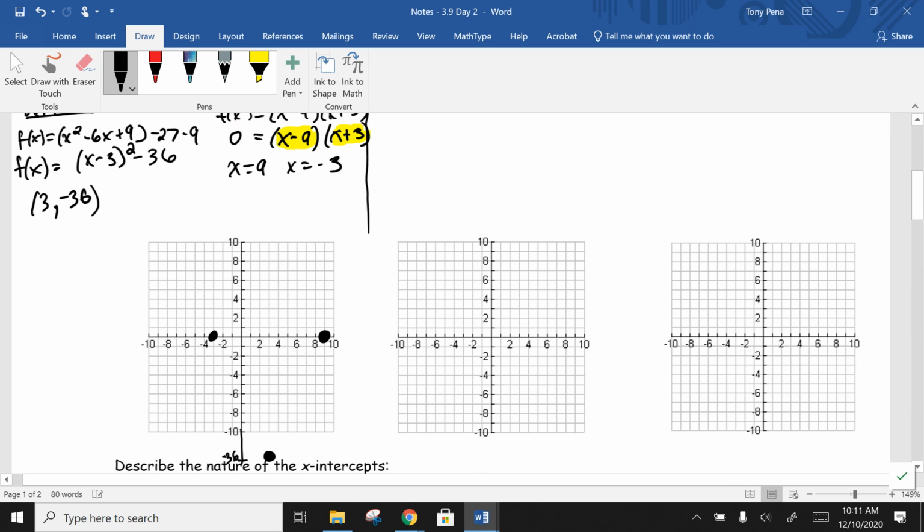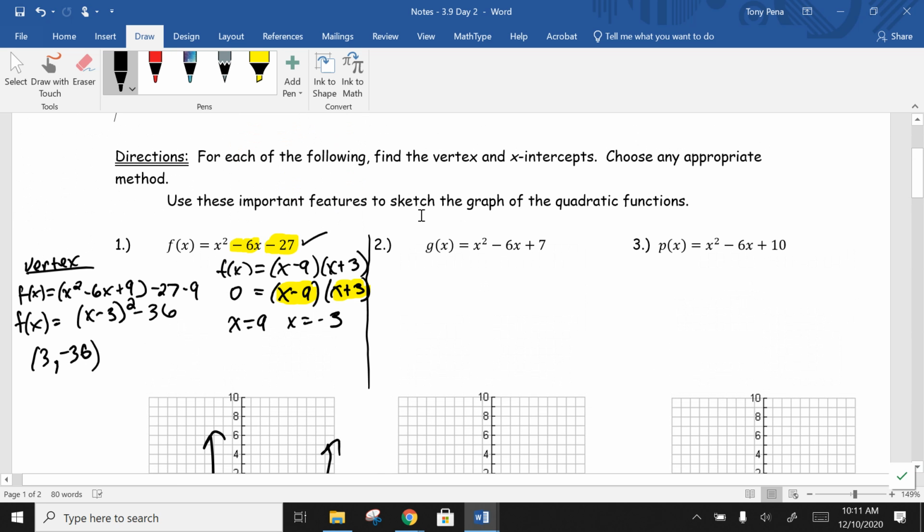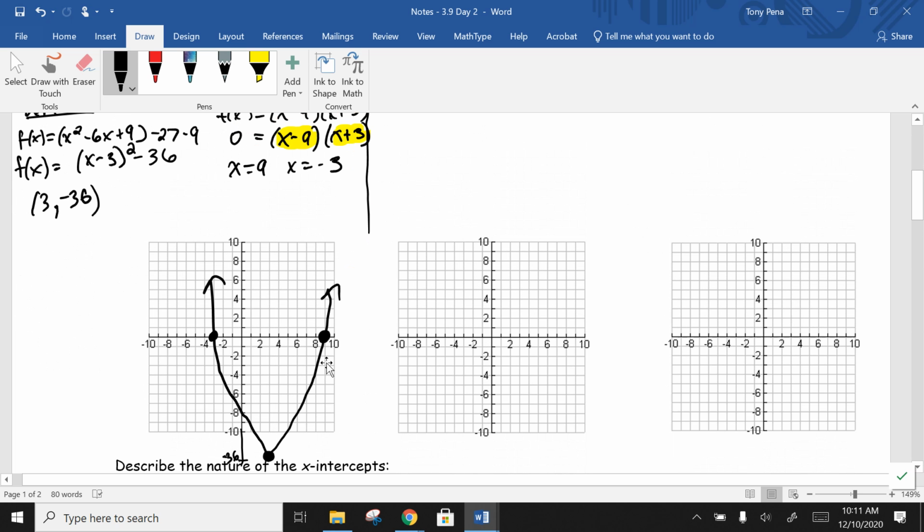So if our vertex was way down here, and then we know we have to open upwards and go through these 2 points, that's what our graph is going to look like. That we sort of have been doing. So what we now want to understand is the last part of this. It's going to be down here. We'll get to these down here in a second when we describe the nature of the roots.